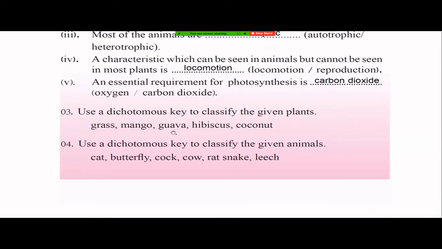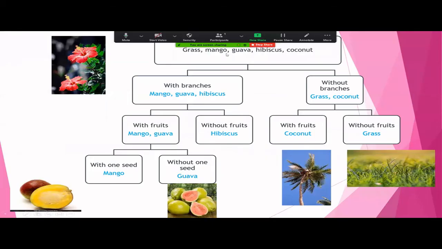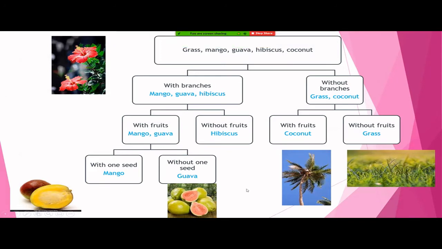Okay, then comes, we have to do a dichotomous key to classify these plants, right? Let's see how we should do it. So we have grass, mango, guava, hibiscus. Hibiscus is this one, right? Shoe flowers, coconut. So I have added pictures here and there.